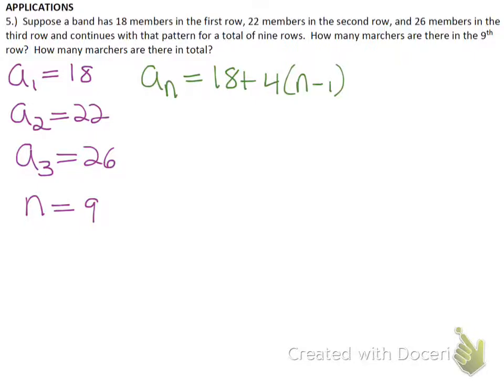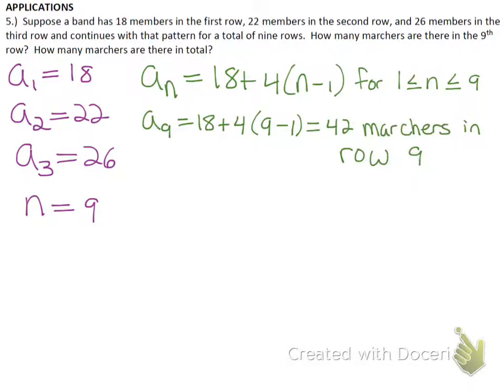Now in word problems, there are restrictions on our domain or on our n values. And for this particular problem, that domain restriction is from 1 to 9. I know that there are only 9 rows in the marching band and there can't be less than 1 row. So this sequence only applies for n values between 1 and 9. Since the question is asking for the 9th row, I'm going to go ahead and plug in n equals 9 and simplify that down to figure out that there are 42 marchers in that 9th row.